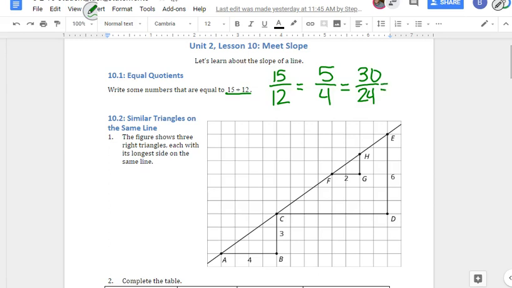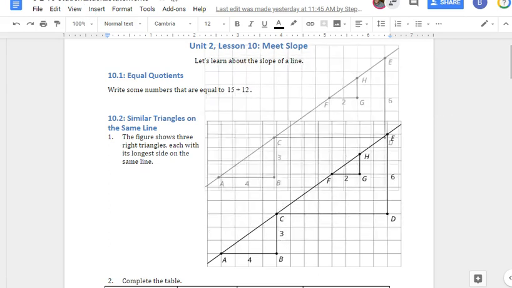We could also go ahead and divide them. 15 divided by 12 is 1.25. So all of those values are going to be equal to one another. And it's important to be able to know and recognize equal fractions and equal numbers, especially in this lesson.